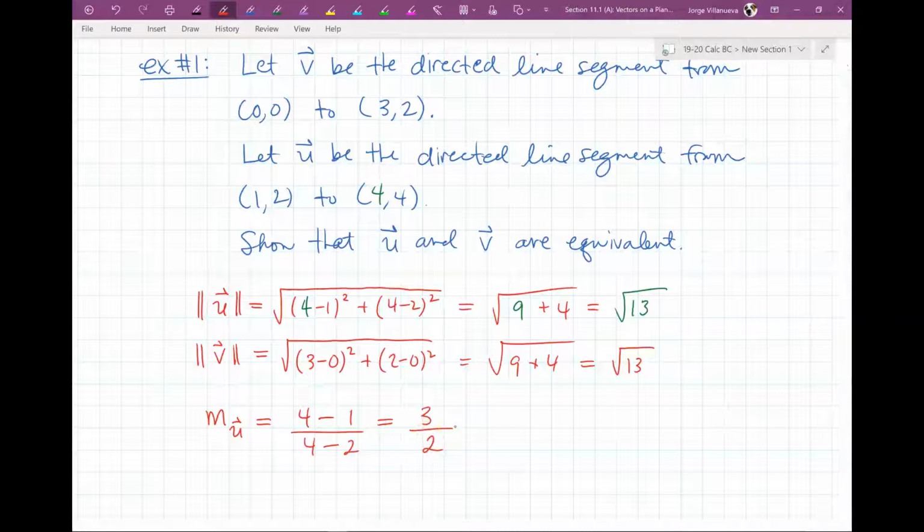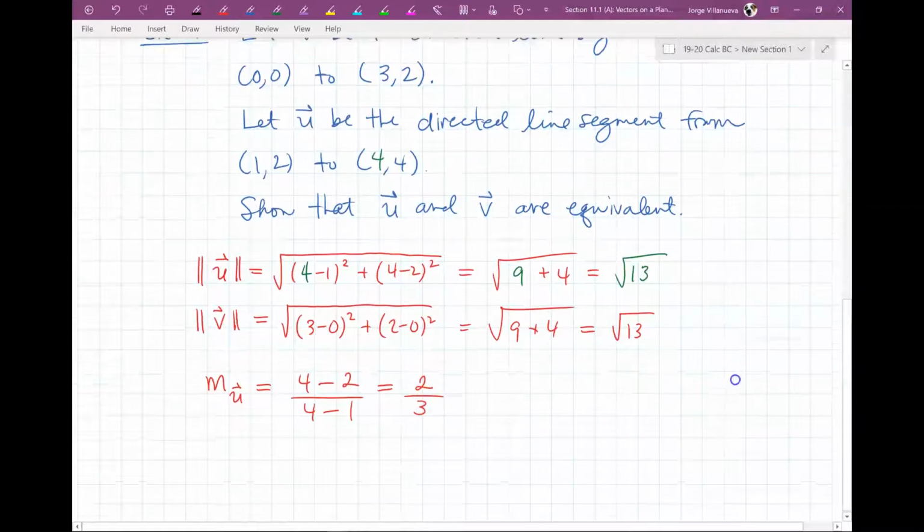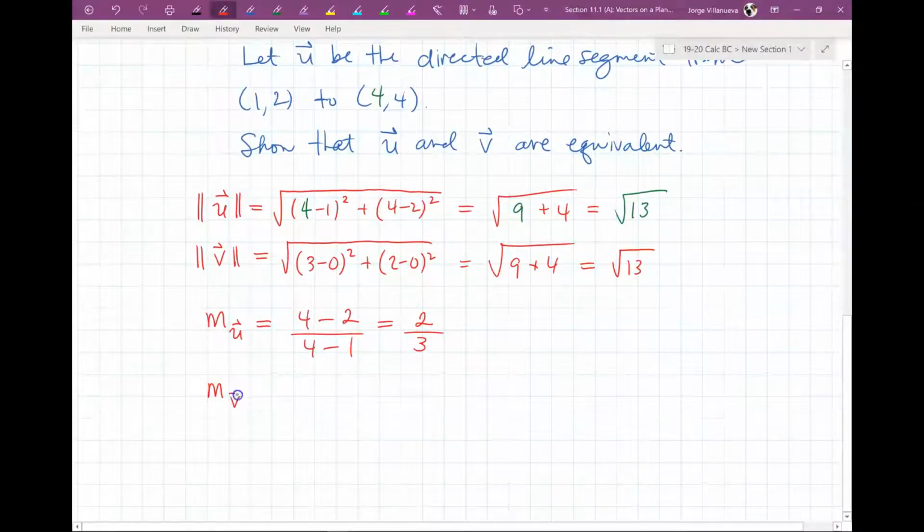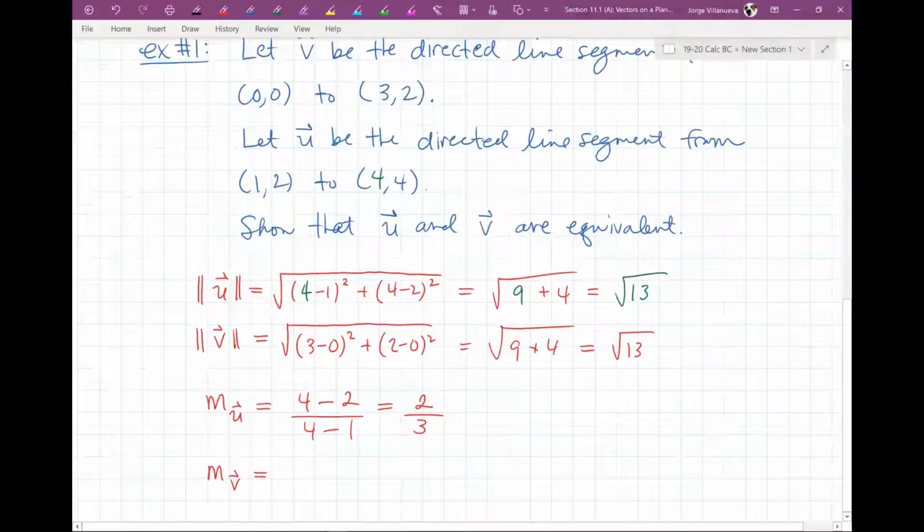Okay? So it's y2 minus y1. I'm messing up here. I'm writing them wrong. I apologize. I don't know why my eyes are going too high. So y2 minus y1, 4 minus 2, over x2 minus x1, which is 4 minus 1. So that's 2/3. Okay? Sorry about that. And then the slope for vector v is y2 minus y1, that's 2 minus 0, over x2 minus x1, that's 3 minus 0. So that's 2/3.